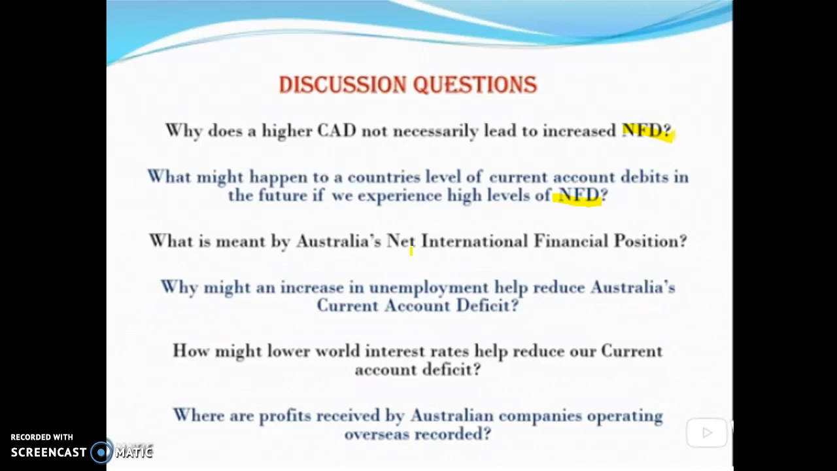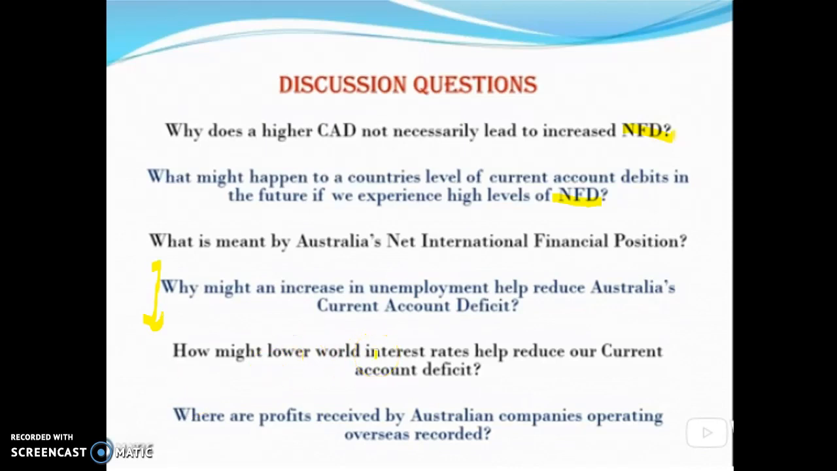Other things you could talk about is that when there's high unemployment, generally inflation's low. That leads to reductions in prices. It makes us more internationally competitive. It also helps to keep wages down because there's more supply than demand for labour, which keeps cost of production down and makes us more competitive, which can lead to increased credits.